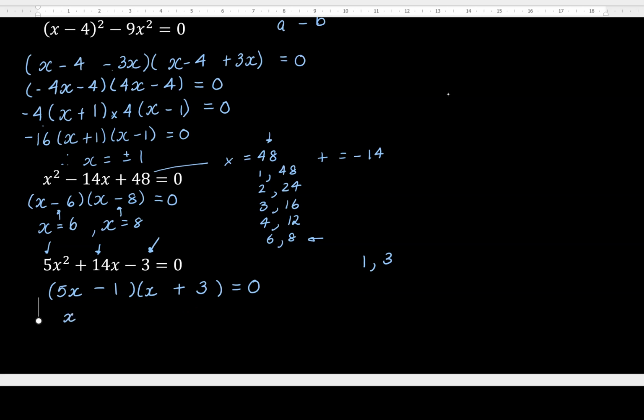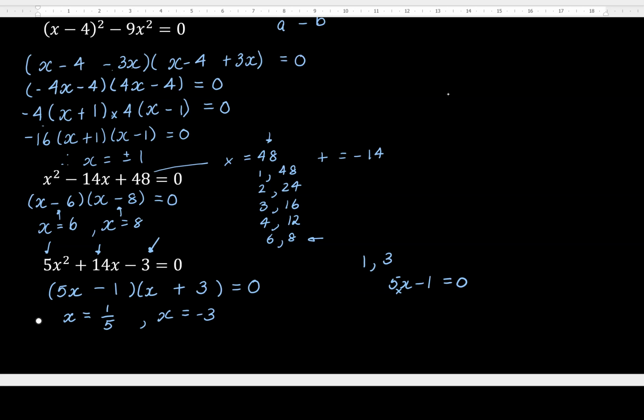Right, so how do I now solve? Remember, you're solving 5x take 1 equals 0, so the 1 goes on the other side, and you have to get rid of that times 5, so you divide, so 1/5. And then we've got x equals minus 3.